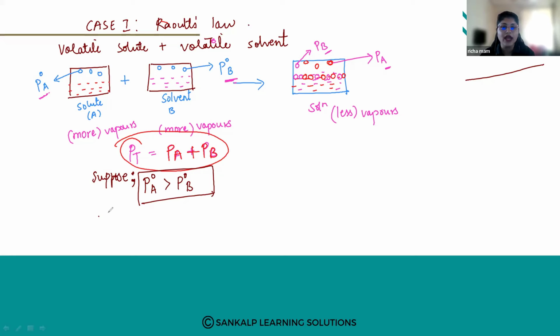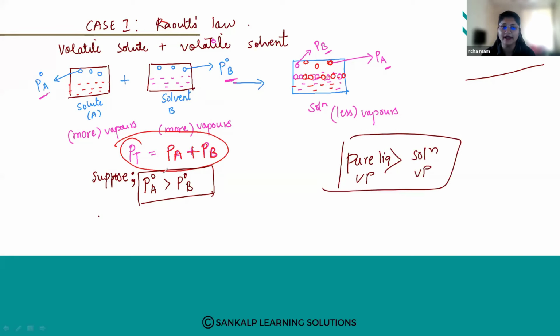Okay. I'm supposing this. And you know that always the pure vapor pressures are greater than the vapor pressure of the solution. So this condition you also know. So don't forget this. Okay, pure liquid vapor pressure is always greater than the solution's vapor pressure. So this you have to keep in mind. This we will be applying. Now we will apply this to Raoult's law.